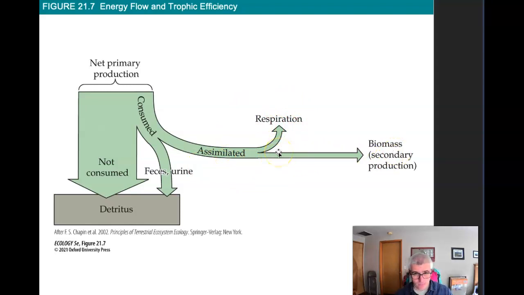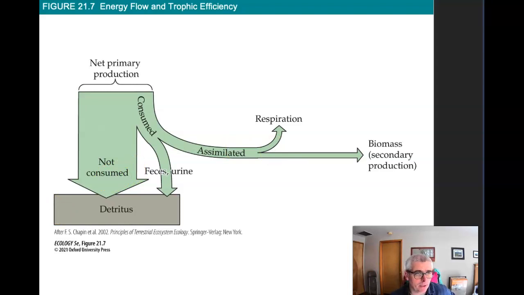So those are the key components we need to understand if we want to figure out, hey, this field has a primary productivity of X. How many pounds of cows can I grow on it every year? We need to know, well, how much of the grass will the cows eat? How efficient are they extracting those calories? How much of those calories are lost through things like respiration? And then how efficiently are they turning the leftover calories into biomass?